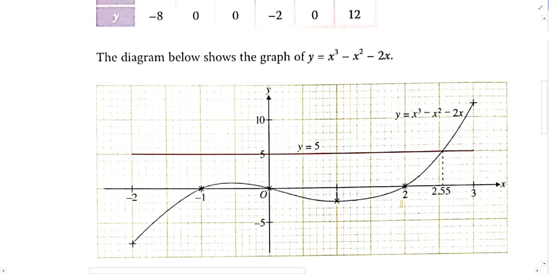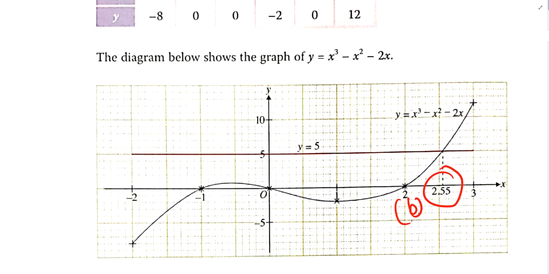Where is the solution? Intersection point. And what do we read as the intersection point? 2.55. So take a pencil, put a part B over here to indicate that whenever you draw a graph and you have an answer in the graph, I want to see the label. Otherwise, you put 2.55, I don't know what question you're doing. Okay? Part B, 2.55. That is the x value.